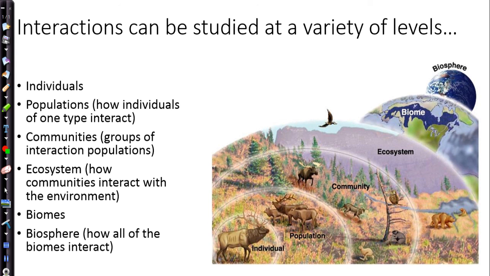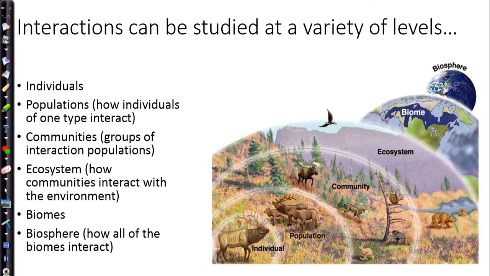You can go to the ecosystem level. The ecosystem level now considers the abiotic factors. So how does this community interact with water sources and temperature and nutrients that are available? We consider ecosystems interacting on a larger level to form the biome level. And we've already talked about biomes a little bit, that biomes are particular climates that have similar temperature and moisture, which then influences the things that live there.